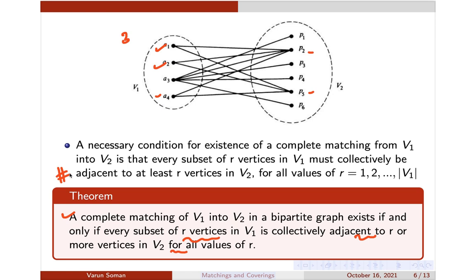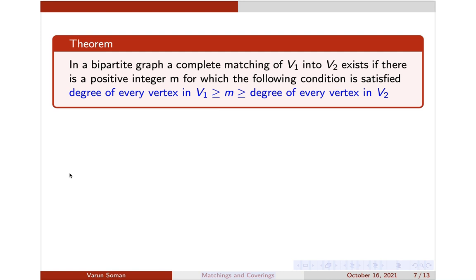Now using this result, we will prove another interesting result. In a bipartite graph, a complete matching of V1 into V2 exists if there is a positive integer m for which the following condition is satisfied. That is, the degree of every vertex in V1 is greater than or equal to m, which is greater than or equal to the degree of every vertex in V2. We will see an example of that later, but let us try to prove it now.